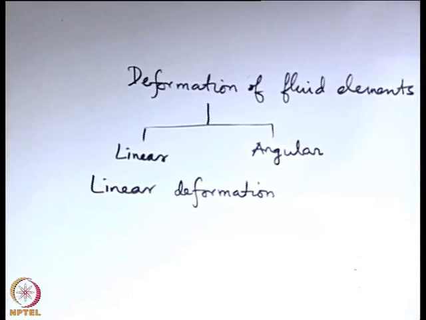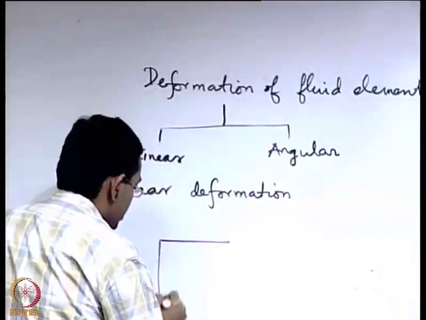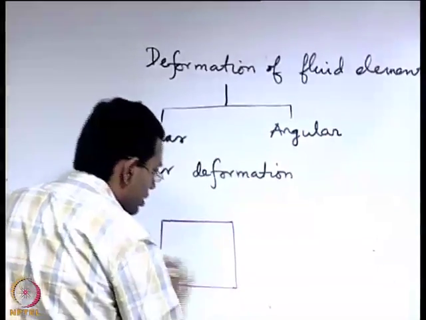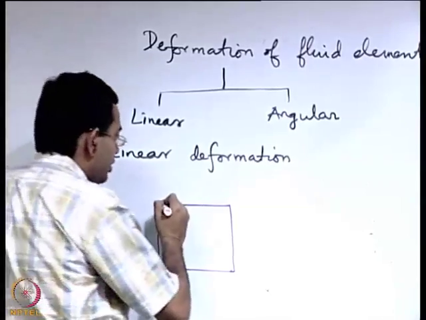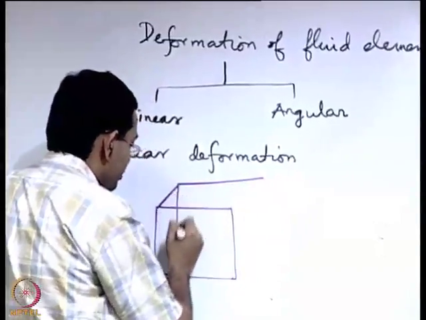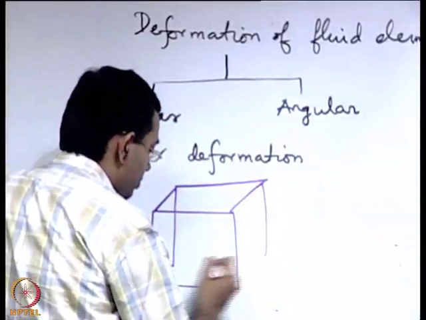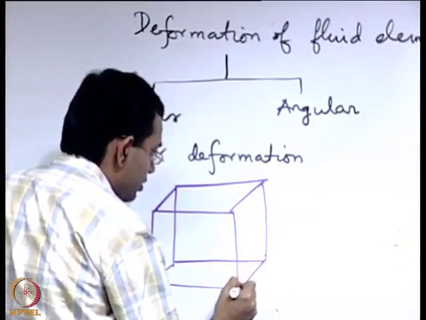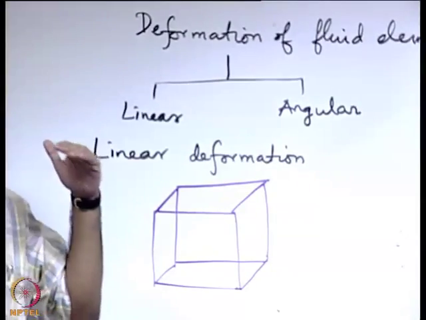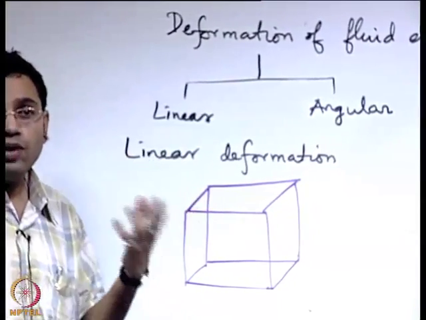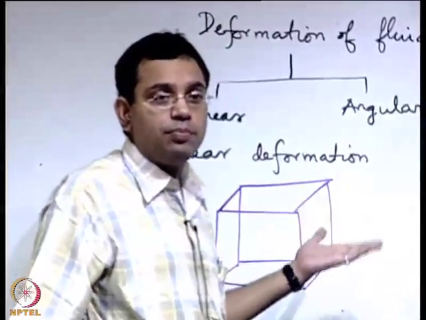To understand or to get a visual feel, we will consider a fluid element like this. Maybe we may consider even a three-dimensional fluid element if you want, but that will not make the thing more complicated, because at the end we will be dealing with linear deformations in individual directions. See, why do we use a coordinate system for analyzing a problem?